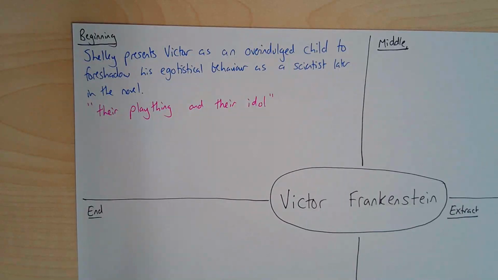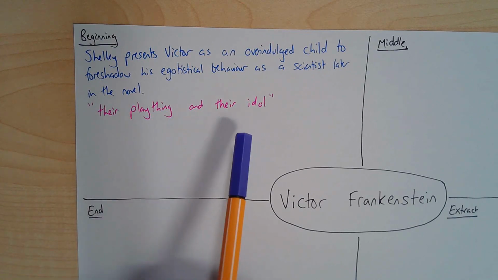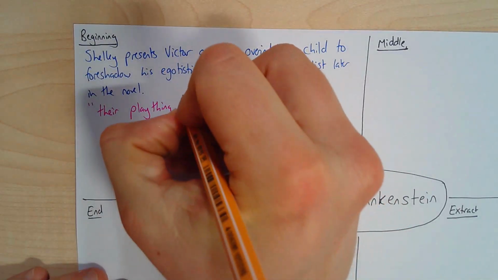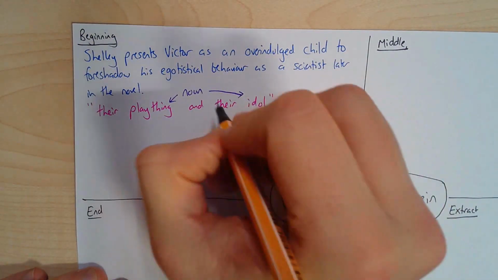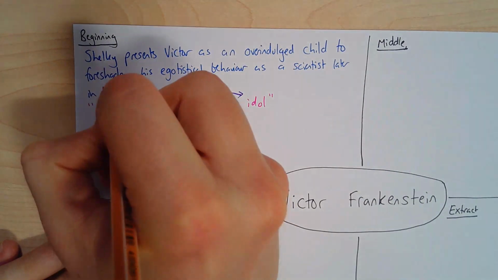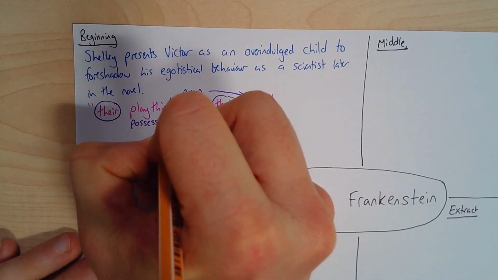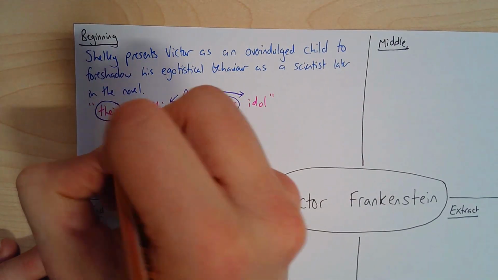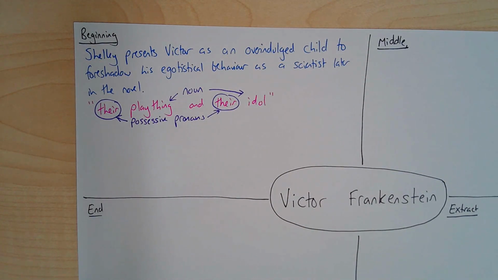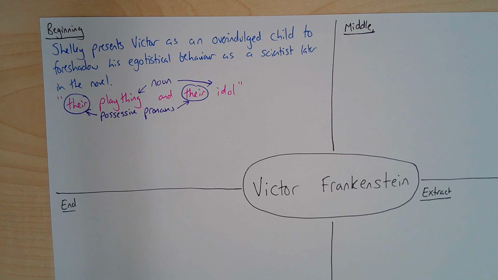So their plaything and their idol is the quotation I've chosen. I've chosen this quotation purely because of the two nouns used here. So we've got a noun, plaything, and we've got a noun, idol, and we've got two possessive pronouns here as well, because Victor belongs to them, and this idea of belonging is quite important in treating people as objects in Frankenstein. Let's have a little look.